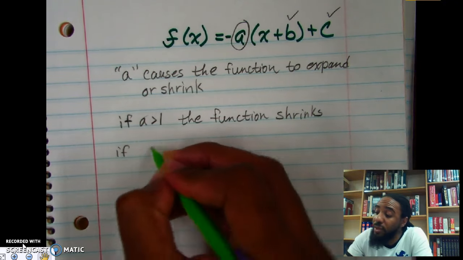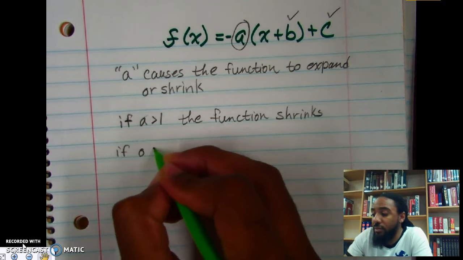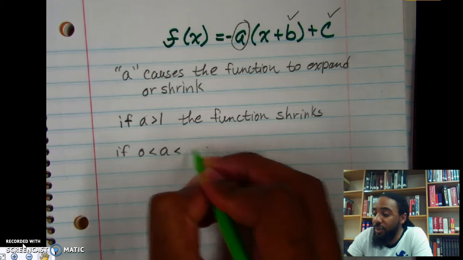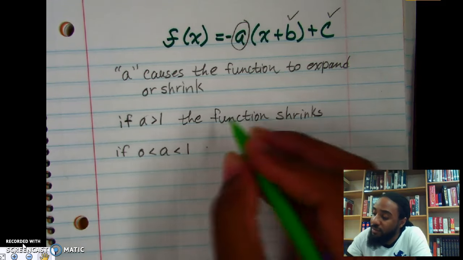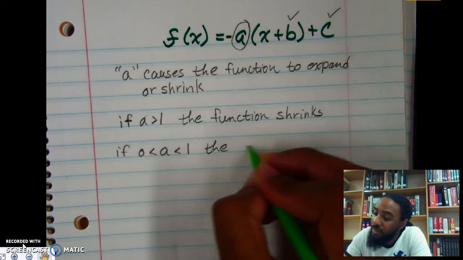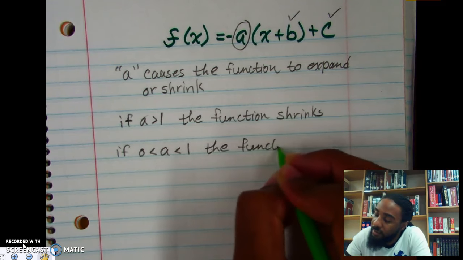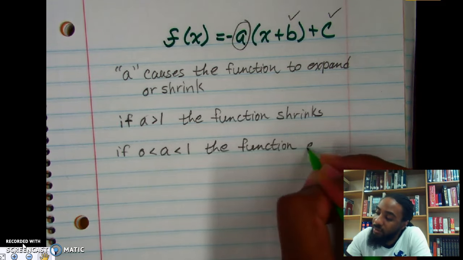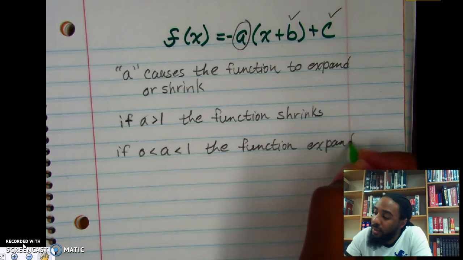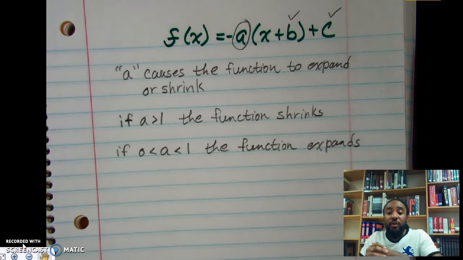If it's between 0 and 1, remember between, we like between, the function expands. It gets bigger. So if it shrinks, it's greater than 1. If it's between 0 and 1, it expands.